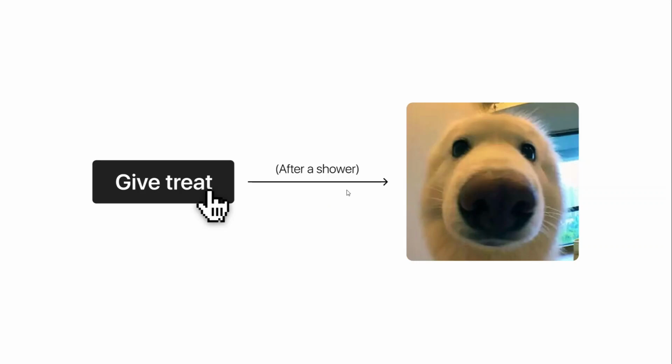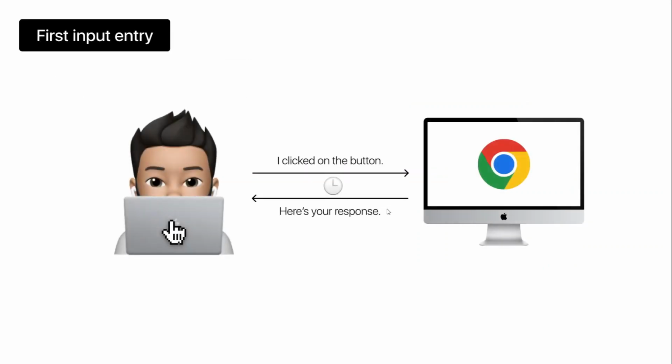The first input entry is kind of similar to the event entry. It deals with FIDs, or first input delays, which basically is the time from the point when a user first interacts with your app to the point when the browser is actually able to respond to that interaction.